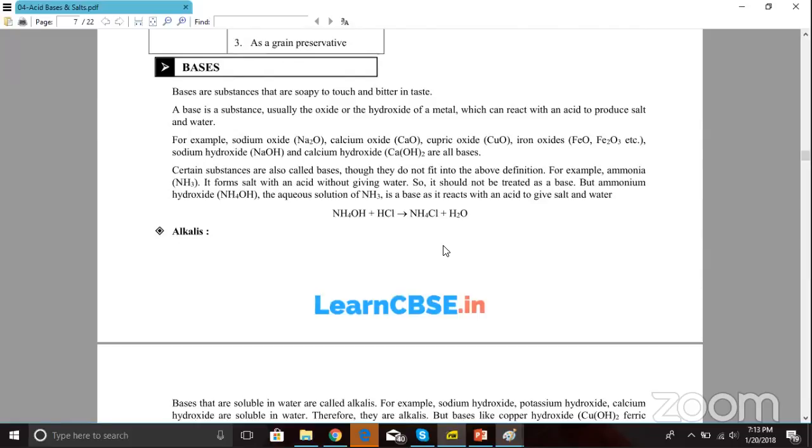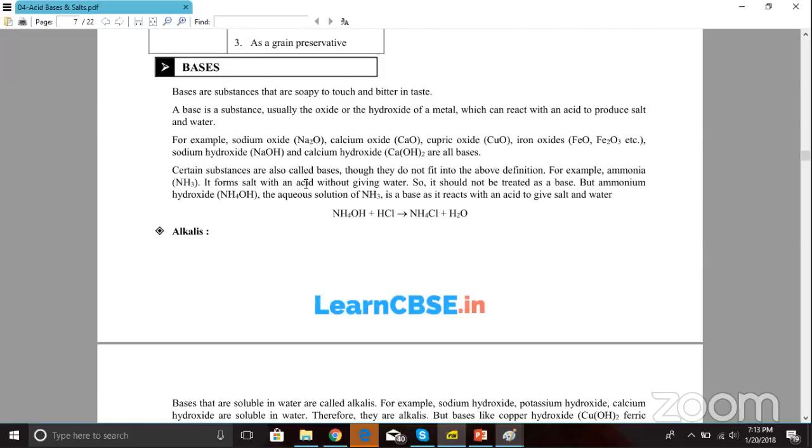For example, Na2O, sodium oxide, calcium oxide, CaO, cupric oxide, CuO, and iron oxides, FeO and Fe2O3, sodium hydroxide, NaOH, calcium hydroxide, Ca(OH)2, are all bases. Certain substances are also called bases, but they do not fit into the above definition.